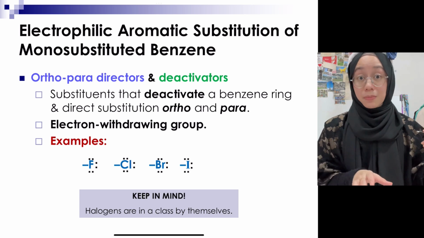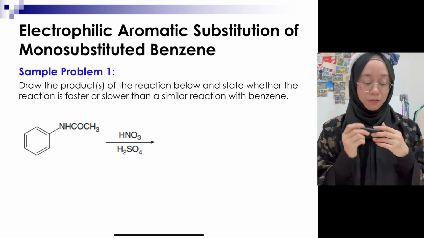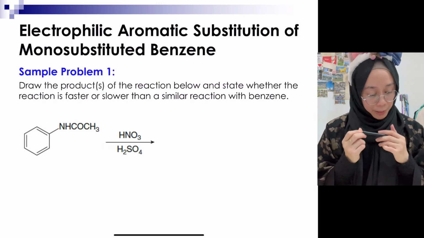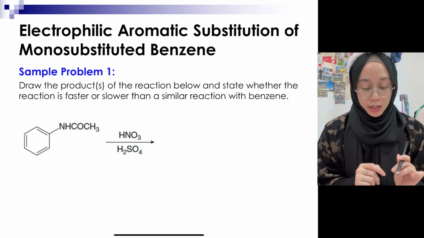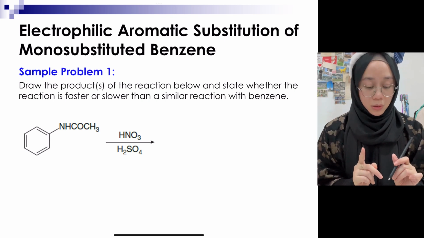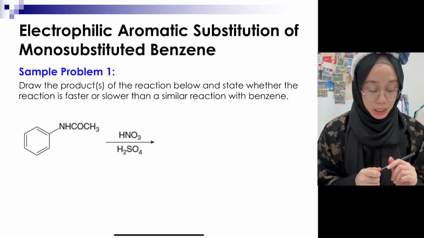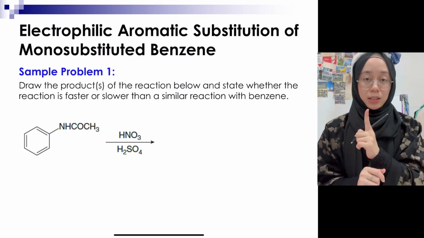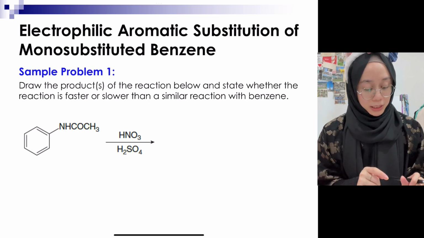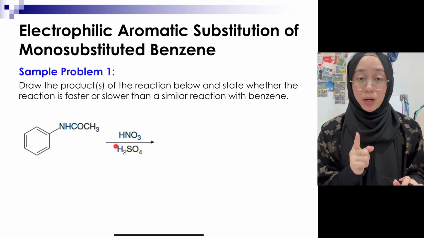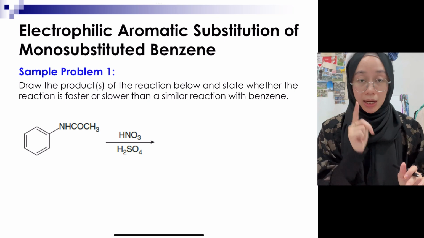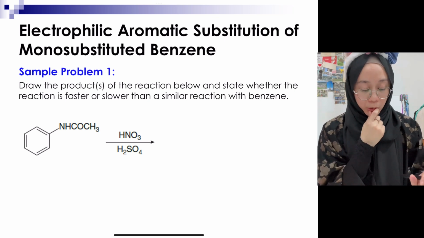So kita tengok example. Okay, kita tengok example. So the first problem here adalah apa yang kita nak cari ni. We want to try to look for the products of the reaction. Okay, for the reaction yang dalam ni, and then state whether the reaction is faster or slower than a similar reaction with a benzene. Okay, so now tips yang pertama, kalau kamu jumpa macam ni, okay, so ni dia nak buat apa ni? Ni dia dah buat nitration. Nitration bermaksud dia nak masukkan NO2. Second substituent kita adalah NO2 dan okay, kita nak masukkan NO2 tapi kita tak tahu nak masukkan NO2 dekat ortho, meta ataupun para.